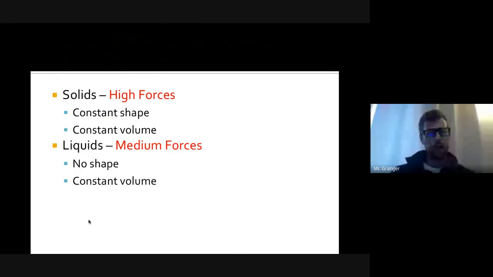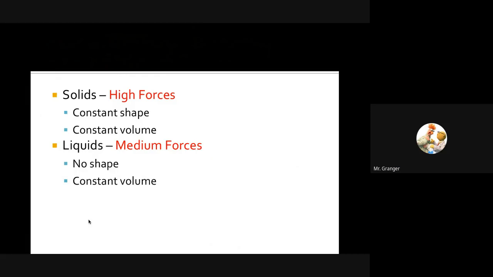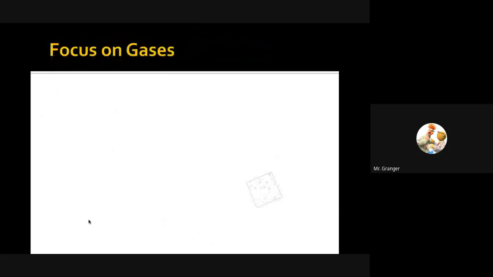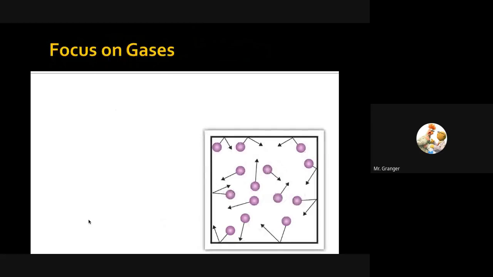Liquids, on the other hand, are going to have medium forces. We're loosening up the intermolecular forces a little bit by adding energy, but those particles are not going to have their own shape. The shape of a liquid is defined by the container it's in, with the parameters that container gives it. It does, however, have constant volume. So the volume is not changing for a liquid as it's in the liquid state. It does stay a constant volume.